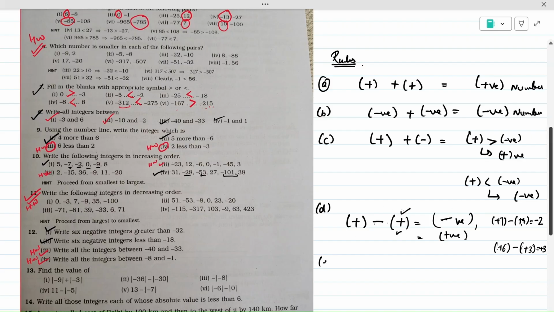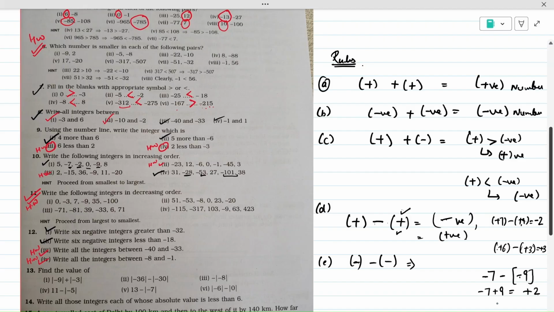Next, if we are subtracting a negative number from a negative number, this operation will be changed. With examples I'm telling you: let's say in the first part we have minus 7, and then minus, and then we have minus 9. So this minus multiplied by minus will become plus. So it will be minus 7 plus 9. So the answer will be plus 2.